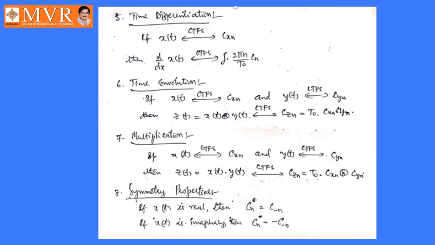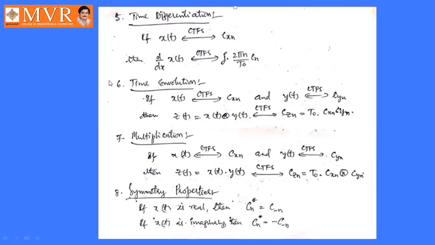Next property is the time differentiation property. If the continuous time Fourier series of x of t is Cxn, then the continuous time Fourier series of d by dt of x of t is j into 2 pi n by T naught into Cxn.